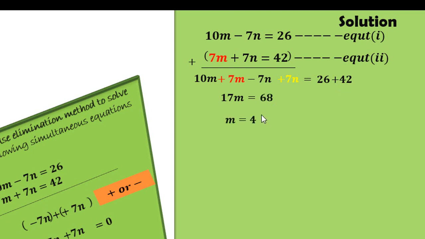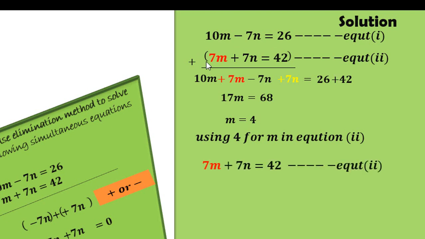68 divided by 17, your m equals 4. So, using 4 for m in equation 2. This time around I'm using equation 2. You can as well use equation 1. You can use equation 2 for the substitution. So my equation 2 says 7m plus 7n equals 42. I'm using 4 for m in equation 2. So instead of writing m again, I'll write 4, then plus 7n equals 42.